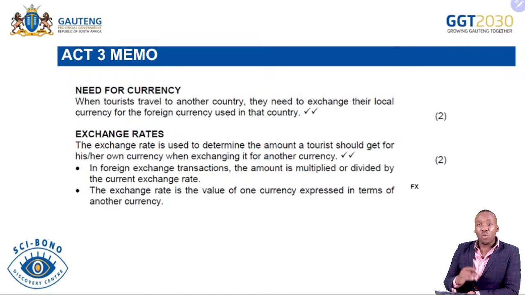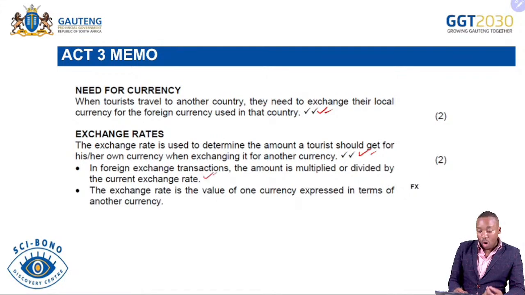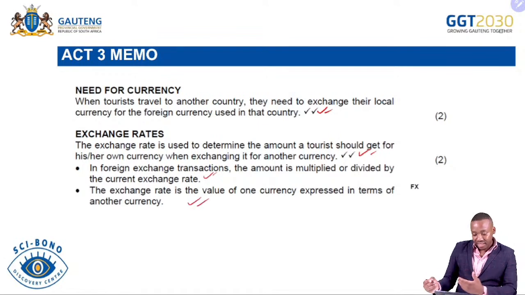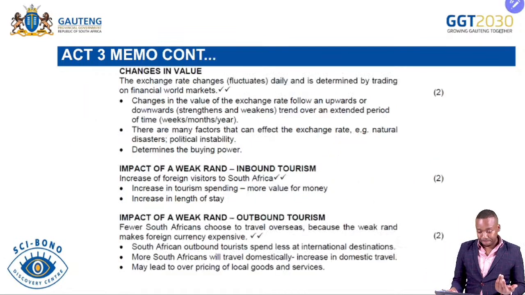The need for the currency, what is expected there from you? When tourists travel to another country, they need to exchange their local currency for the foreign currency used in that country. If you have something more or less like that, you're going to get 2 marks. Exchange rate, then you need to explain the second point in the paragraph, what an exchange rate is. It is used to determine the amount a tourist should get for his or her own currency when exchanging it to another. Or in foreign exchange, it is the amount that is multiplied or divided by the current exchange rate. Or it is the value of one currency expressed in the form of another currency.